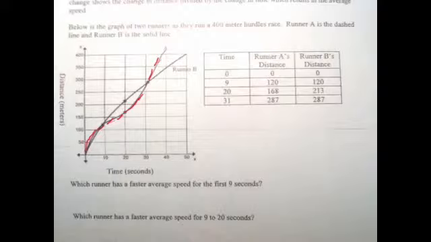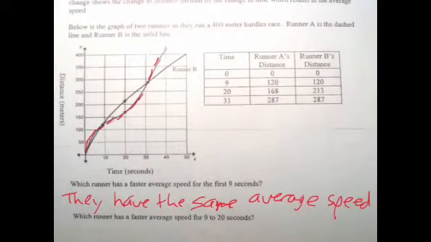Which runner has a faster average speed for the first 9 seconds? So if you start here at 0, 0, at time 0 they're at meter 0. And then after 9 seconds, they're actually at the same distance, which is 120. So if you look at their change in y and put that over the change in x, it's just going to be 120 over 9. So they actually have the same average speed. And so that's what we're going to put for this first. And that brings us to the next question.